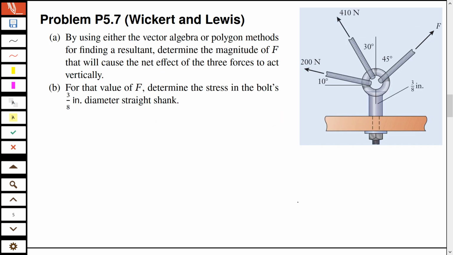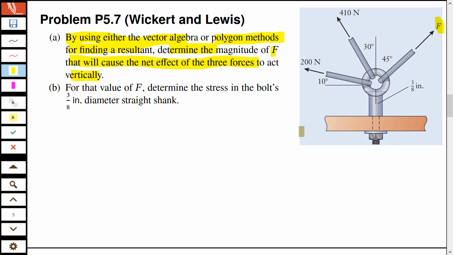This looks tricky, but if you think carefully, it's an easy problem. So you see the structure, and part A says by using either the vector algebra or polygonal methods for finding a resultant, determine the magnitude of F that will cause the net effect of the three forces to act vertically.